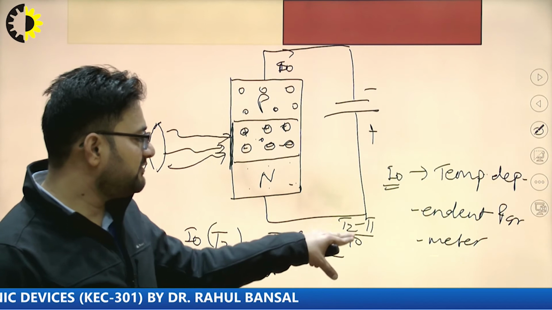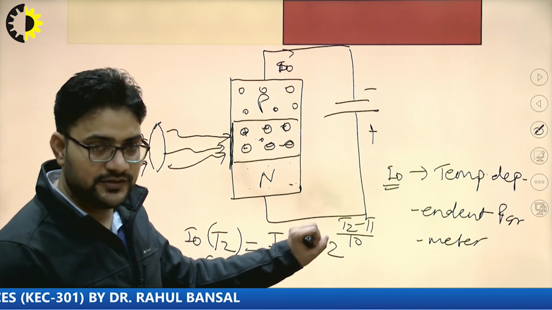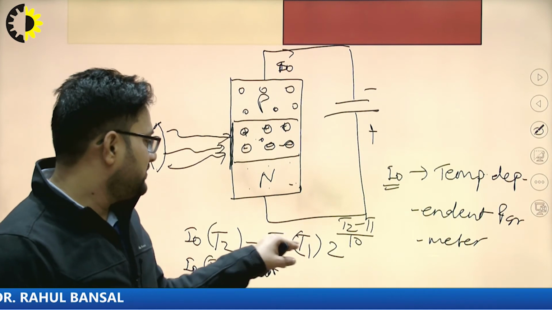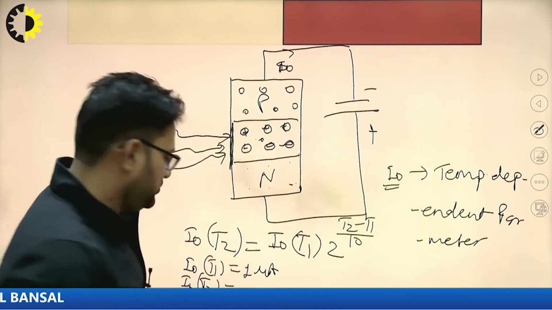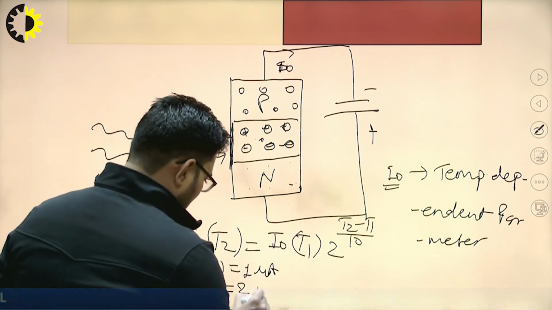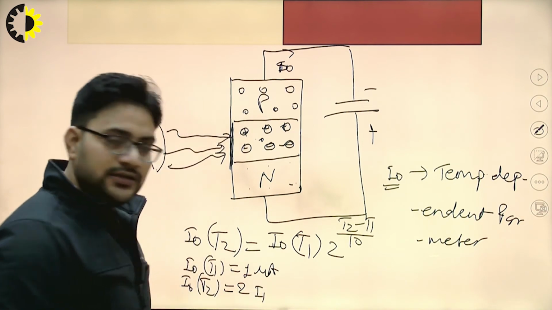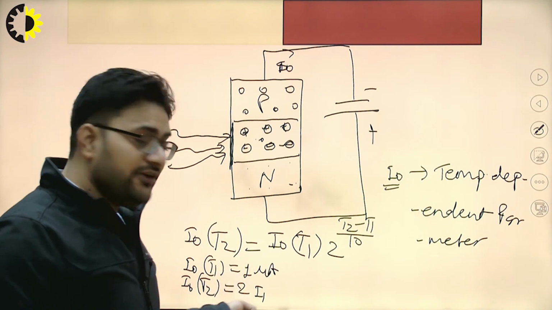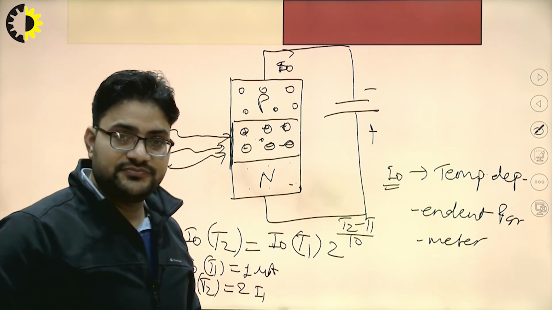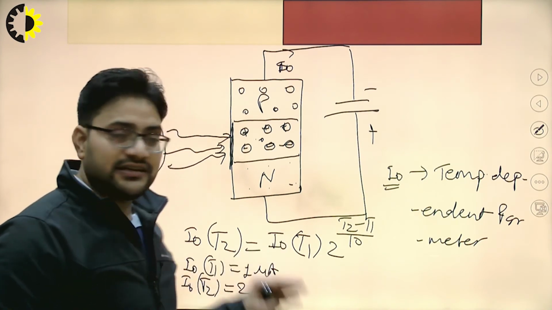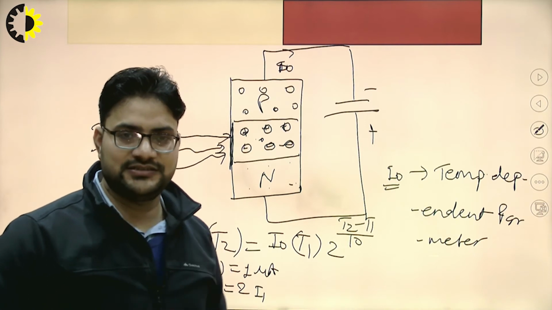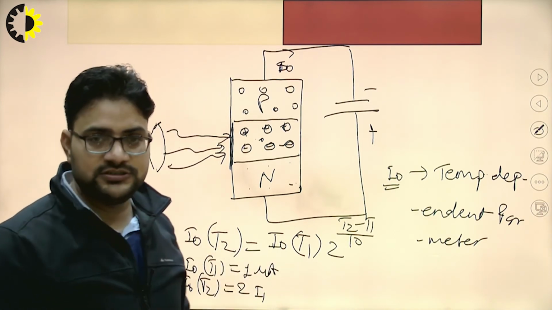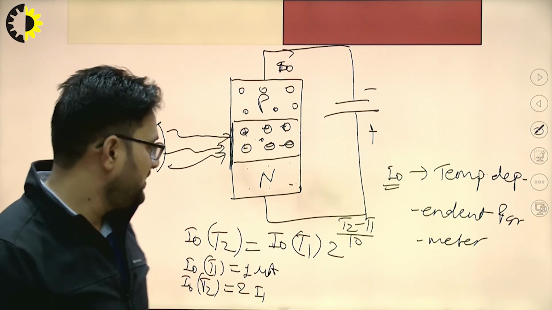(T2 minus T1) divided by 10 will be equal to 1, because the difference is 10 degree Kelvin. And this I naught will be multiplied by 2, so 2 I1. So what postulate can we draw from this? We can say that for every 10 degree rise in temperature, the minority charge carrier current will be doubled. So this is the postulate, or conclusion, that we can draw.